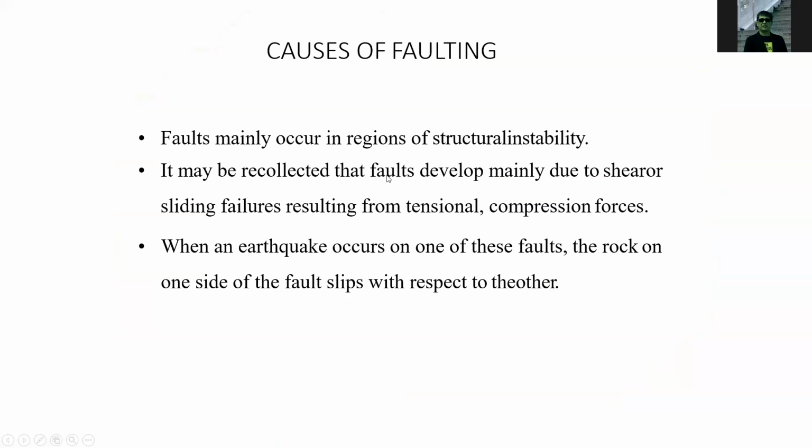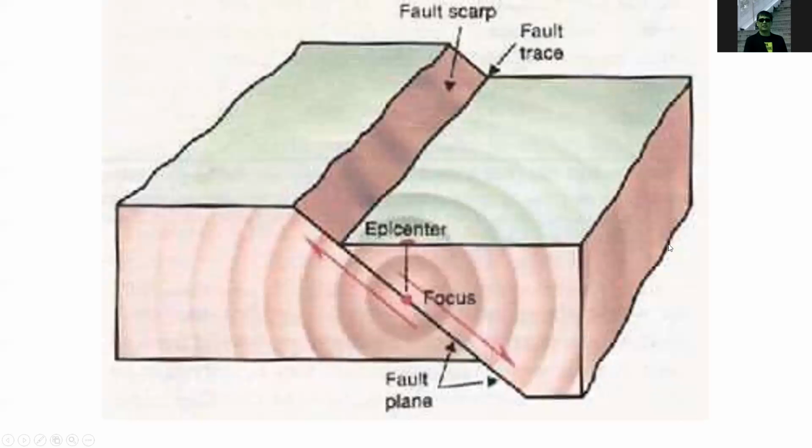So causes of faulting may occur in regions of structural instability. It may be recollected that faults develop mainly due to shear or sliding failures resulting from tensional and/or compressional forces. When an earthquake occurs on one of these faults, the rock on one side of the fault slips with respect to the other. Fault scarp.